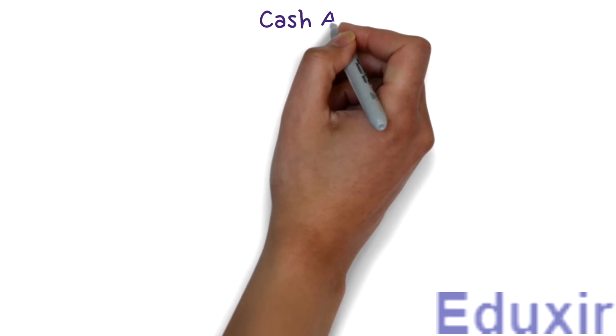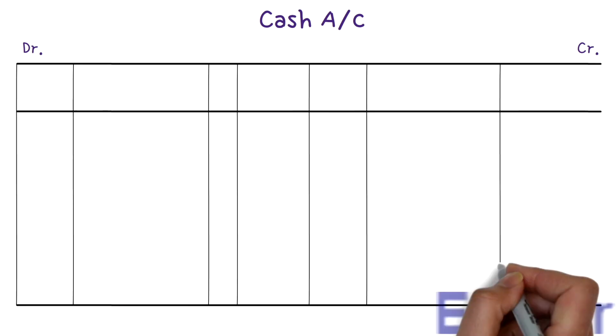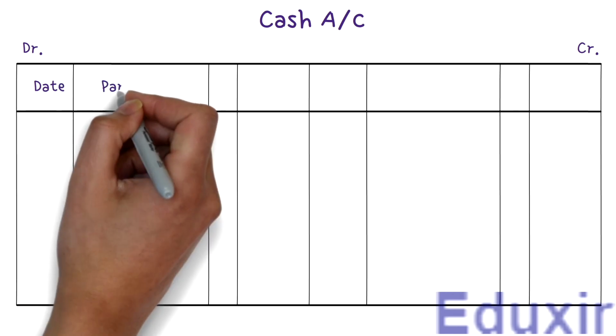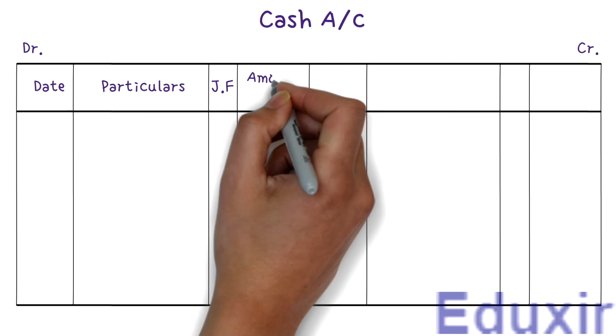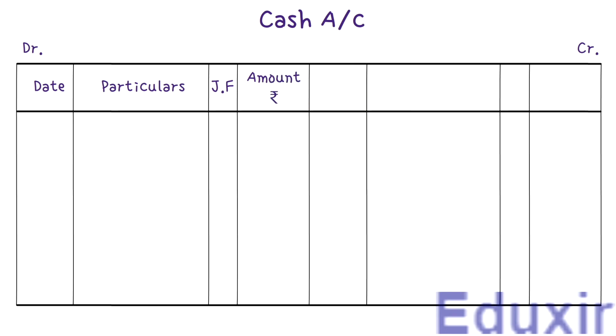Let us first write the title as cash account. Let us then write the headers DR and CR to designate the debit and credit sides respectively. Let us now have the column headings for date, particulars, journal folio and amount in rupees on the debit side. Let us have the same columns on the credit side also.